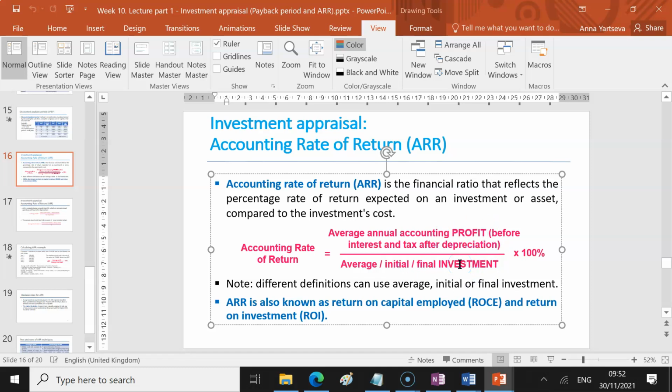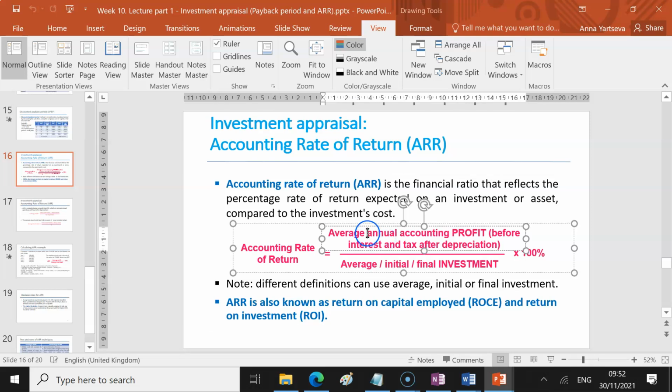The problem is what measure of profit you use and what type of investment. That is why the formula is not as easy as it might sound. For example, here, average accounting profit before interest and tax, but after depreciation. This is what we should be using.